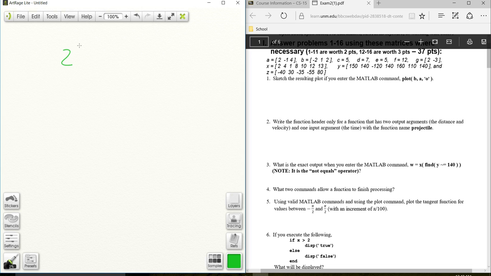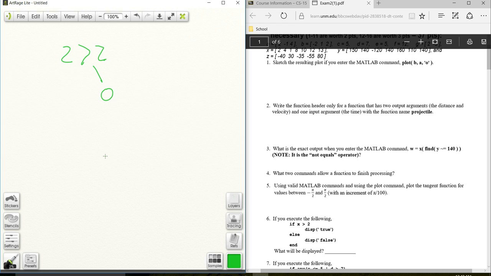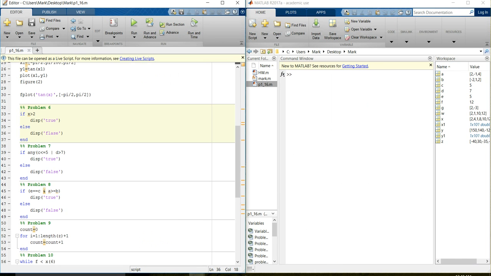Here's what I would say. I would say 2 greater than 2. It's either going to send a 0 or 1. It sends a 0. That means it does not display true. It skips this and it displays false. So on this line right here, what will be displayed, we're going to write false. Let's check that to make sure. False. Okie dokie.